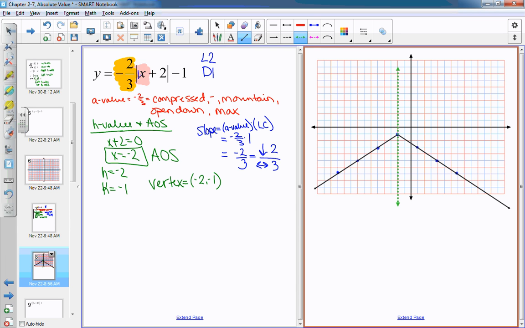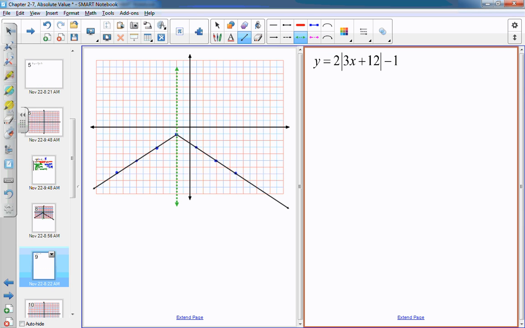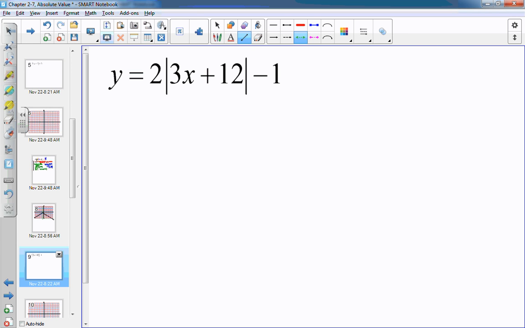So now let's do it again. Next example. y equals 2 times the absolute value of 3x plus 12, minus 1. So step 1, what did we find first in the last example? Our A value. So what is my A value here? A is going to be 2.